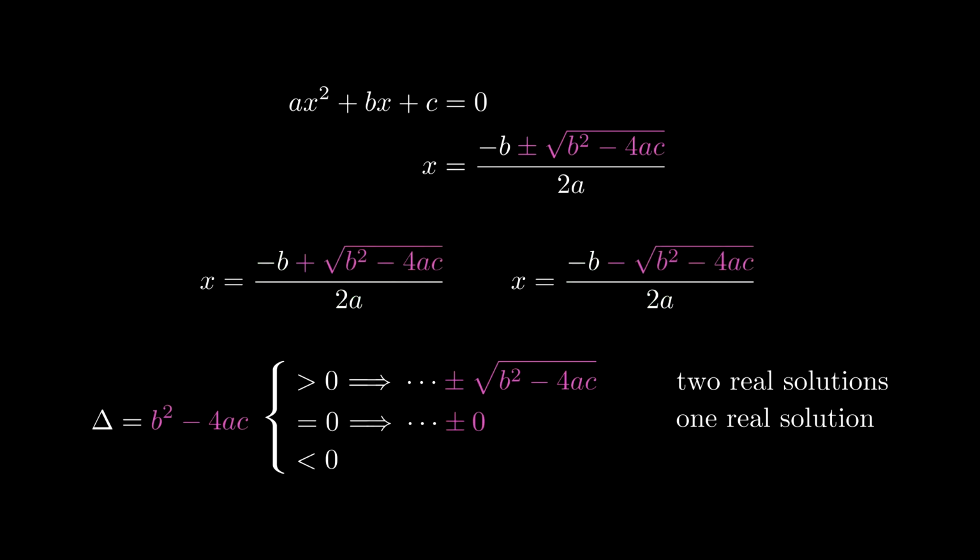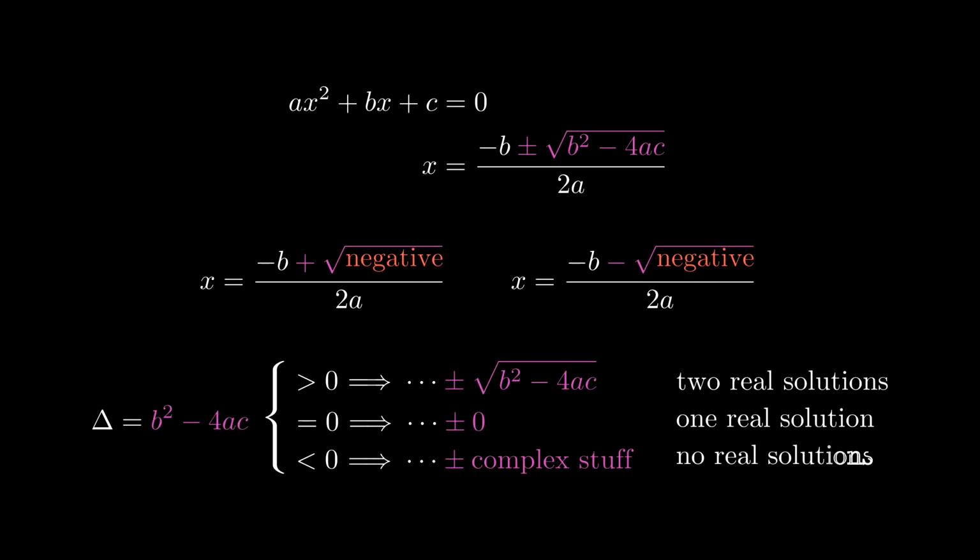Okay, in the last case, the discriminant could be less than 0. That means the guy living inside the square root is a negative number, and we know that launches you into the complex world. Restricted to just the real numbers, that is something impossible, and so we have no real solutions.